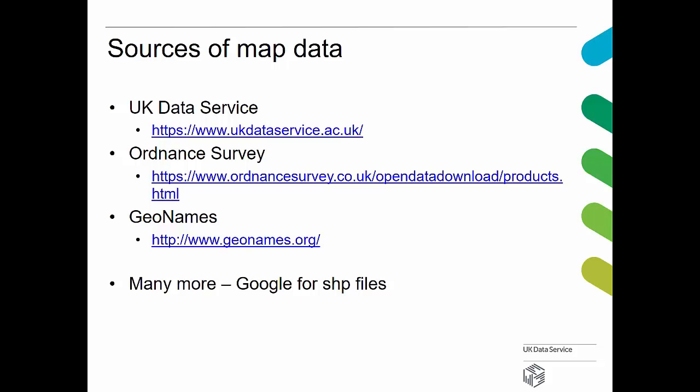GeoNames, this site is more global and a bit more generic and gives higher level type data, typically based on longitude and latitude, but you can probably go and find any country in the world and get the longitude and latitude of all of, say, the major cities and places within any given country from GeoNames. There are of course many more.